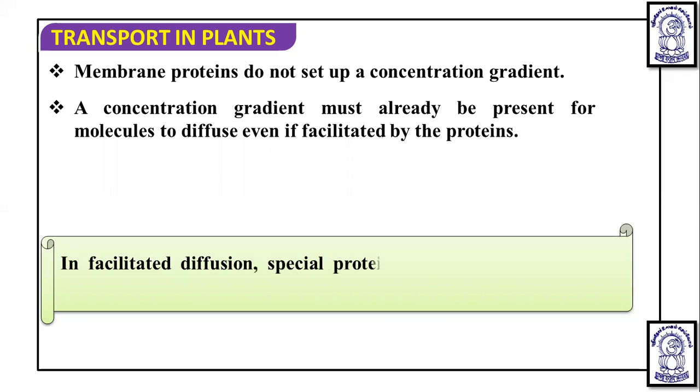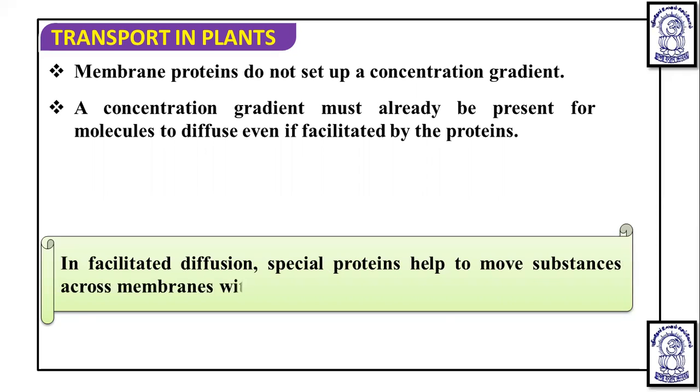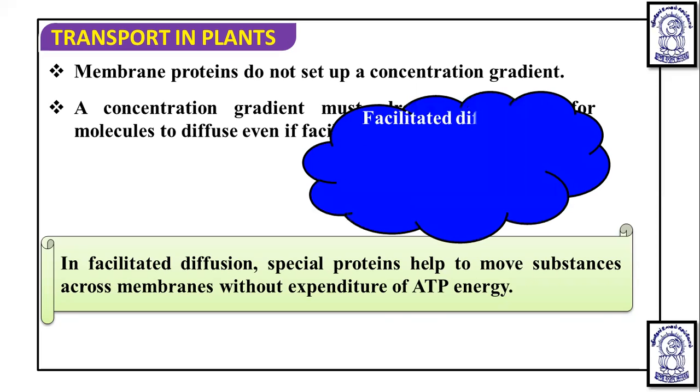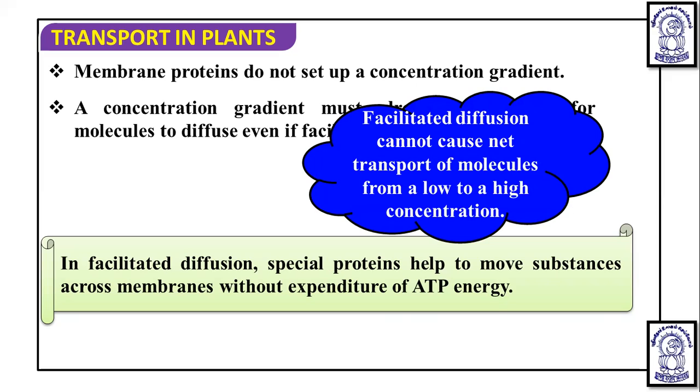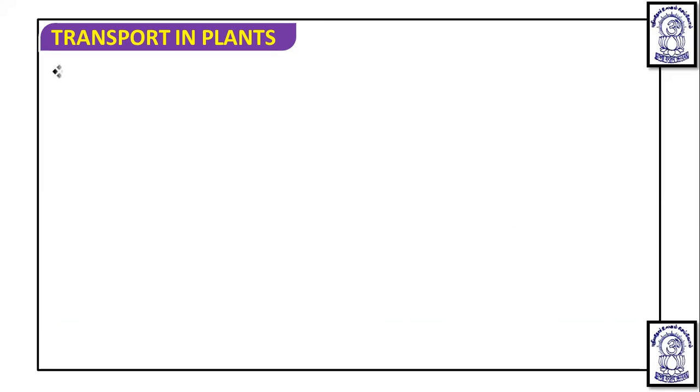Now in facilitated diffusion, special proteins help to move substances across the membrane without the expenditure of energy. It is a passive transport, so expenditure of energy is also not going to take place. Facilitated diffusion cannot cause a net transport of molecules from low to high concentration, because low to high concentration movement will occur in the case of uphill transport or active transport.